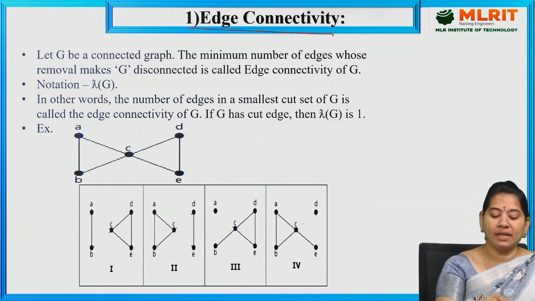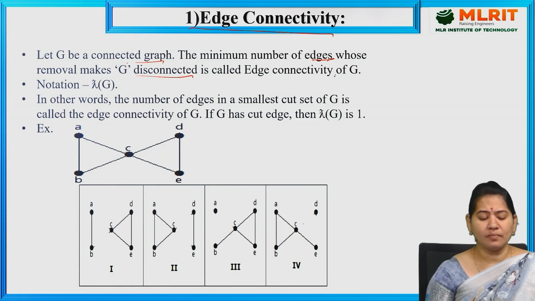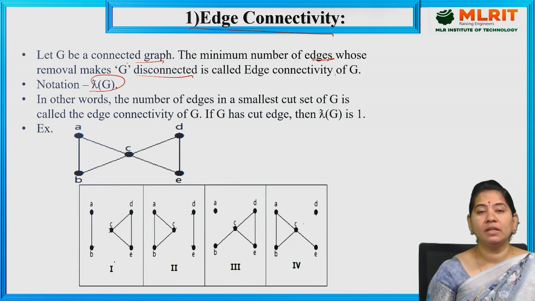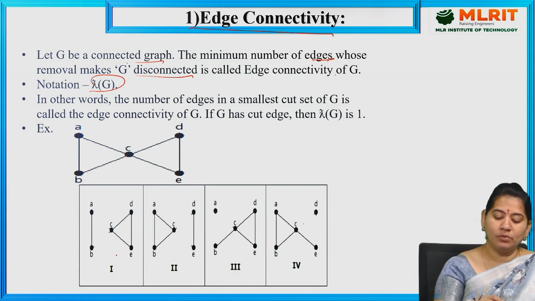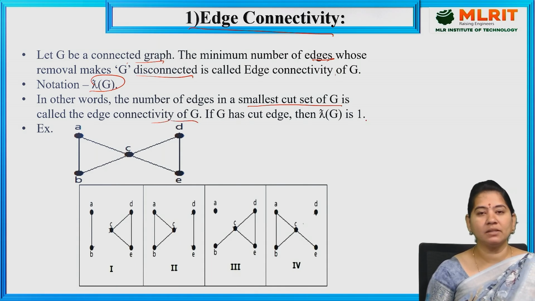Let G be a connected graph. The minimum number of edges whose removal makes G disconnected is called edge connectivity. The notation we always use for edge connectivity is lambda of G. In other words, the number of edges in a smallest cut set of G is called the edge connectivity of G. If G has a cut edge, then lambda of G is 1.